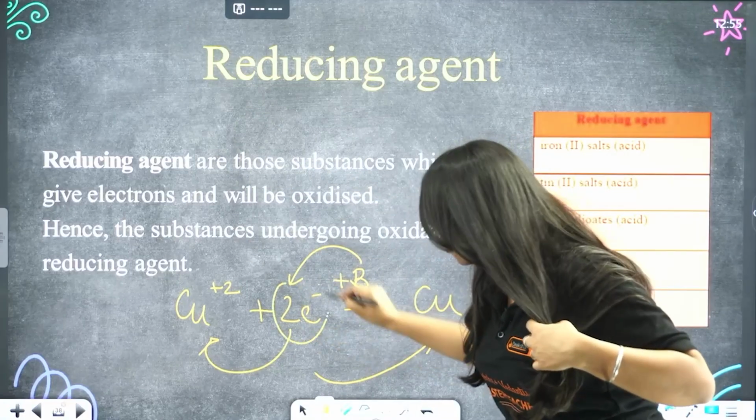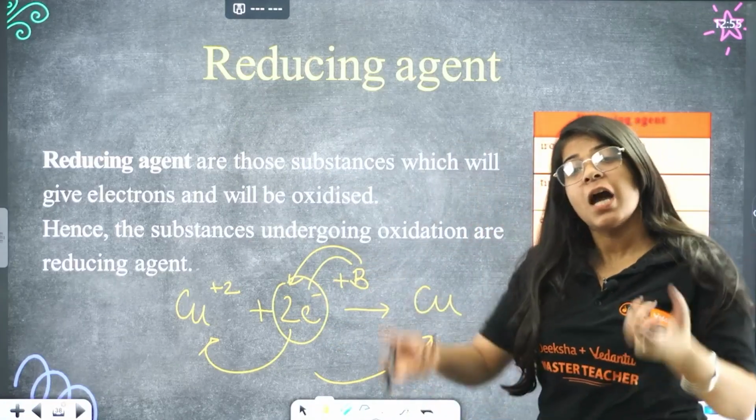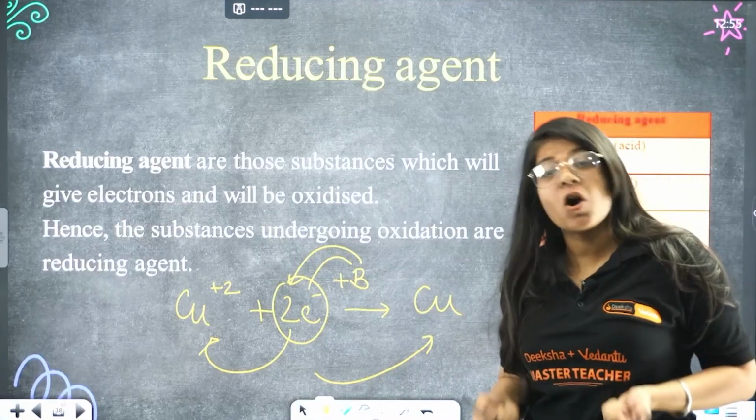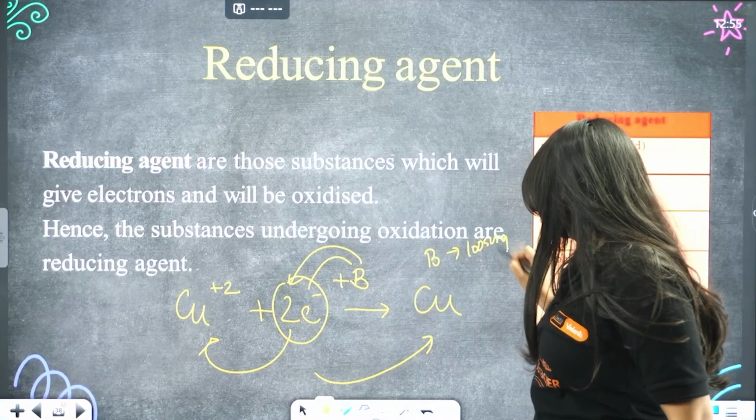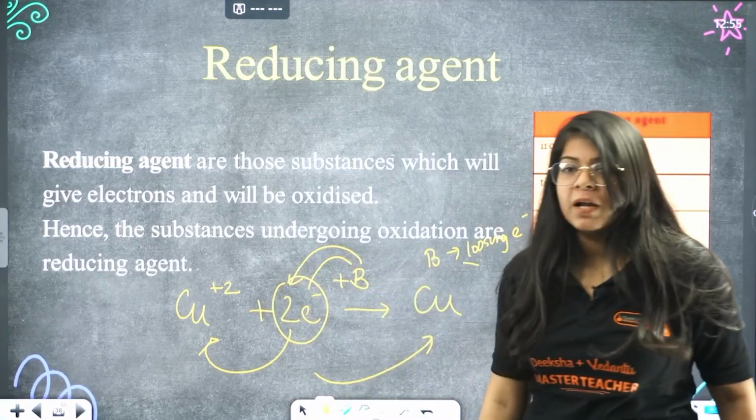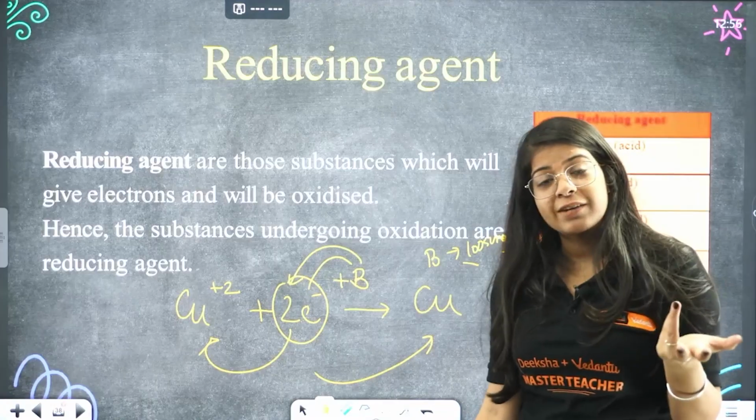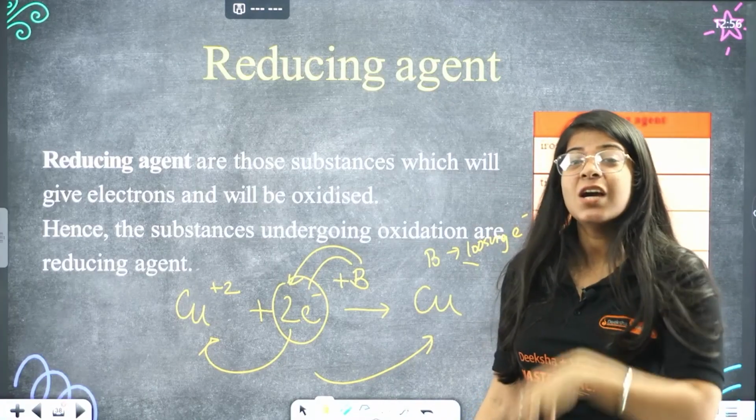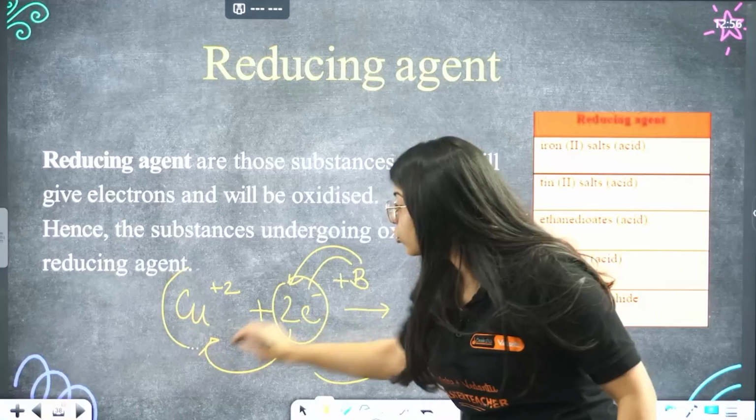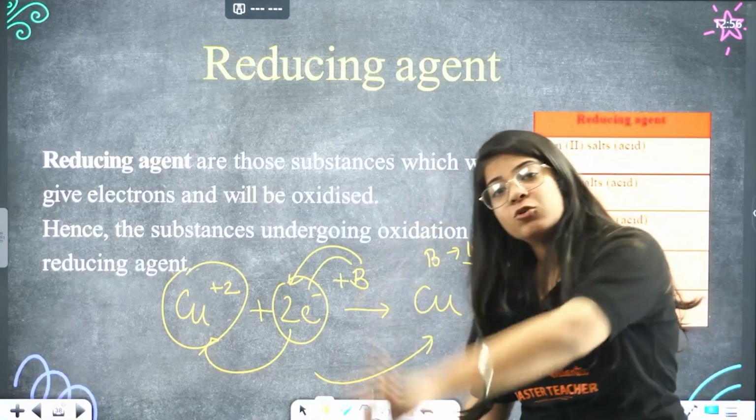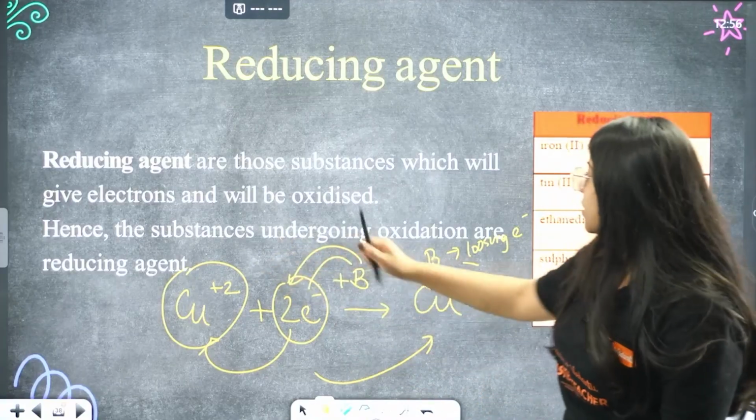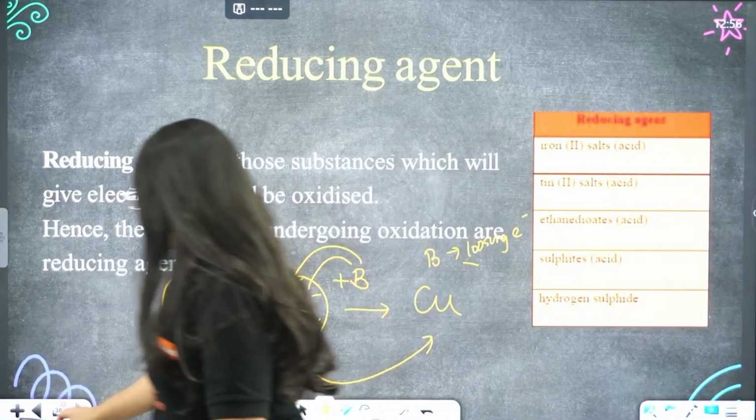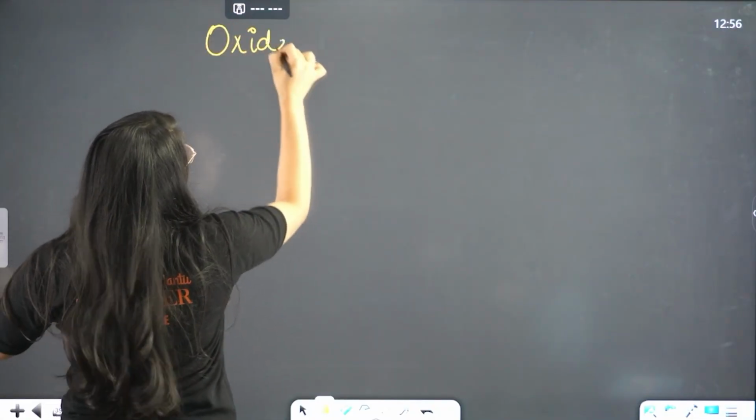So these 2 electrons B gave, and B itself is oxidized. Why? Because B is losing electrons and giving them to copper. If B is losing electrons, then losing electrons means oxidation, so B is oxidized. But it reduces copper. So B is a reducing agent that itself oxidizes, itself loses electrons. The substances that undergo oxidation are reducing agents. I know it's a little bit confusing. I also used to get confused.